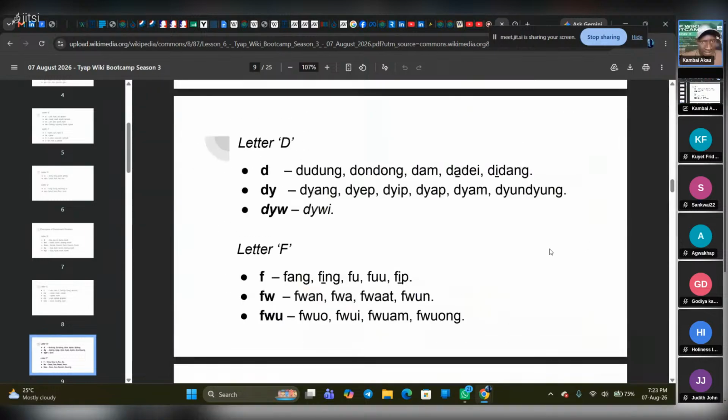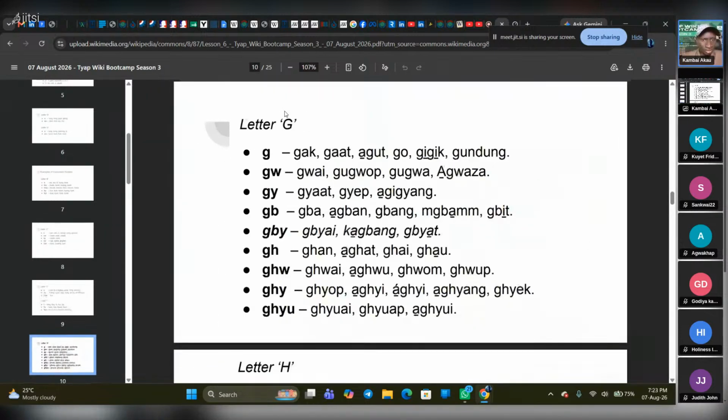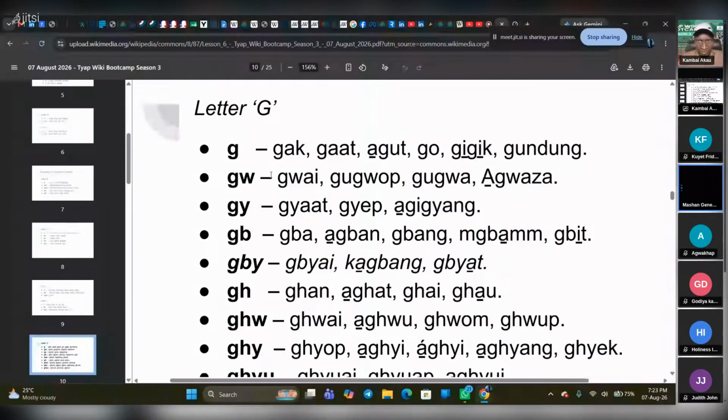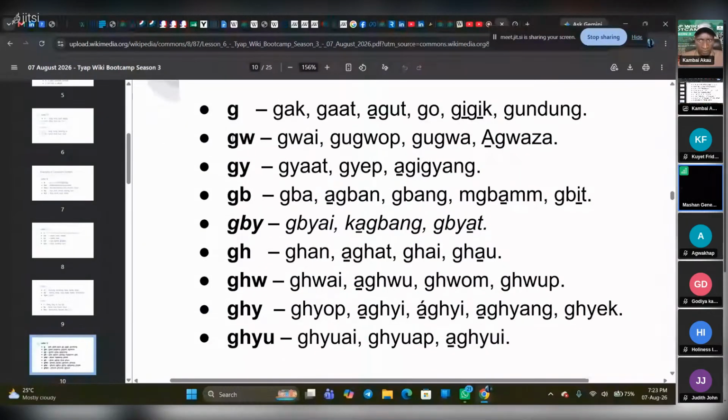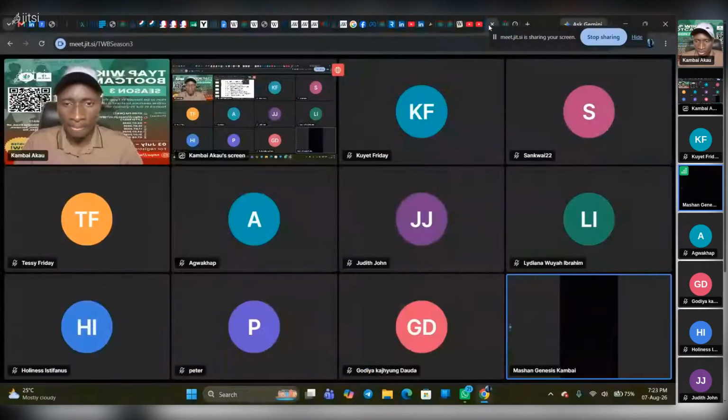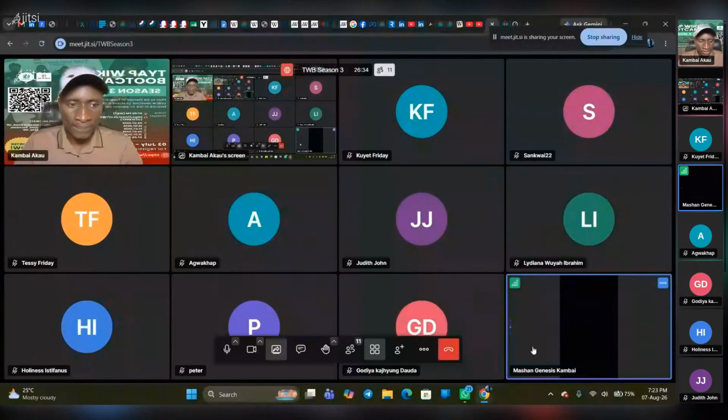And then letter G has these following sounds, and after this very one, so Marshall, can you turn off your mic, please?